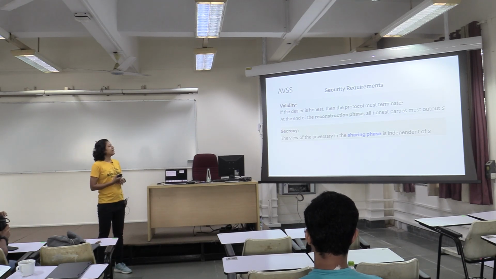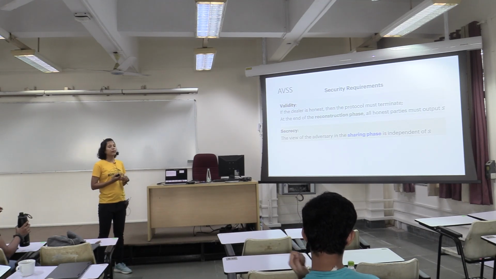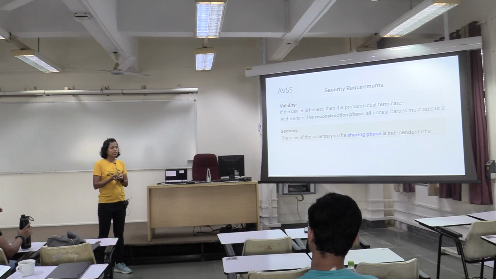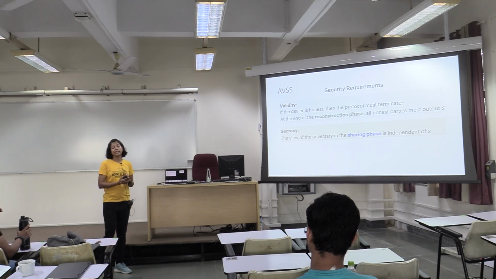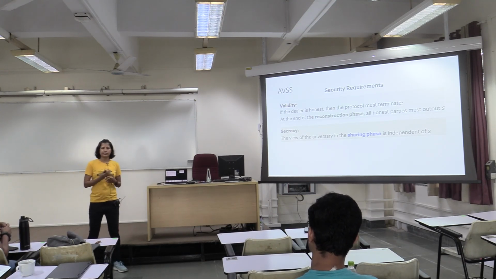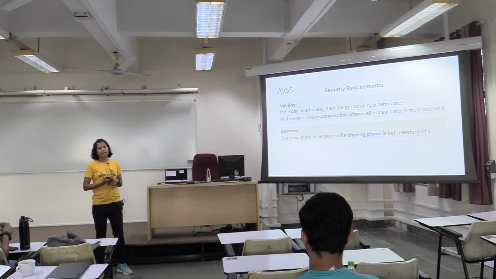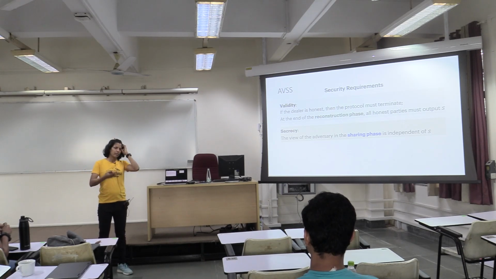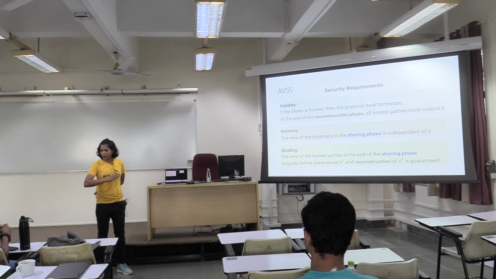Secrecy is defined for the sharing phase. What we want is that at the end of the sharing phase, the view of the adversary must be independent of the dealer's secret, right? So whether the dealer's secret is S or S prime, the view of the adversary must be indistinguishable. We're talking about perfect security, so perfect indistinguishability, right?